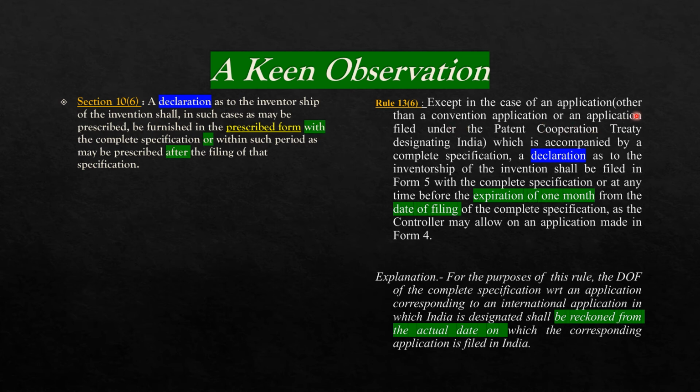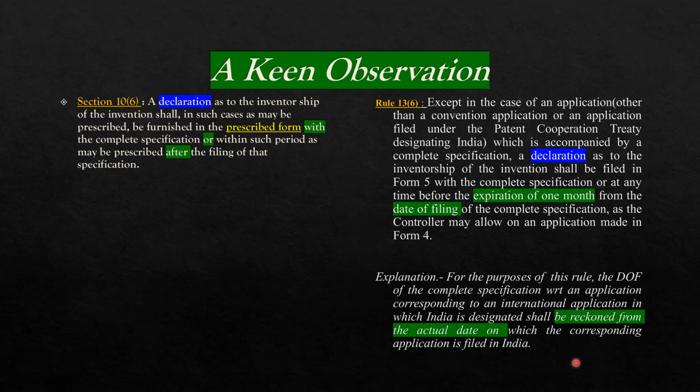except in the case of an application other than a convention application or an application filed under the Patent Cooperation Treaty designating India, which is accompanied by a complete specification, a declaration as to the inventorship of the invention shall be filed in Form 5 with the complete specification or at any time before the expiration of 1 month from the date of filing of the complete specification, as the controller may allow on an application made in Form 4. The explanation is, for the purposes of this rule, the date of filing of the complete specification with respect to an application corresponding to an international application in which India is designated shall be reckoned from the actual date on which the corresponding application is filed in India.